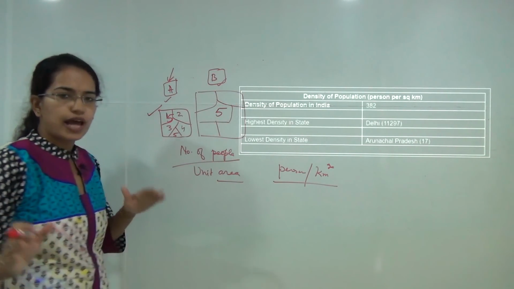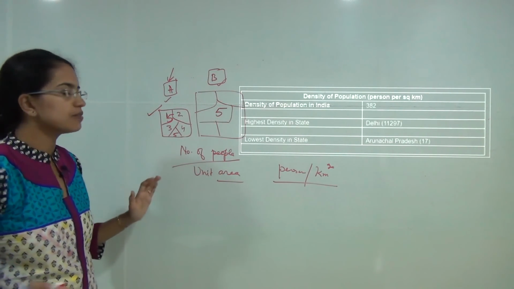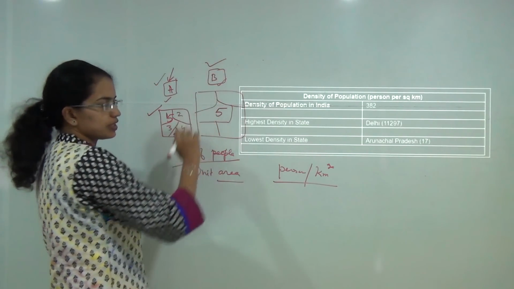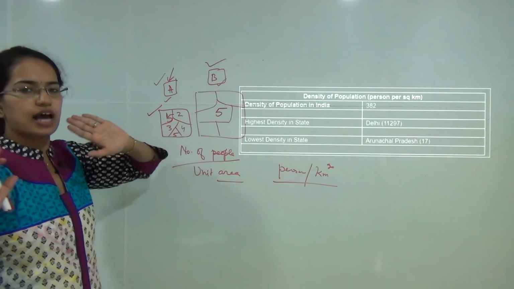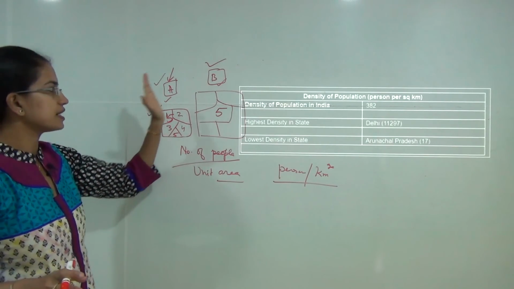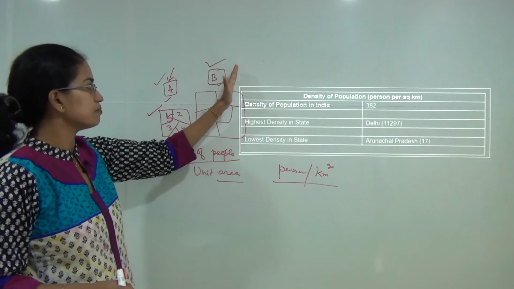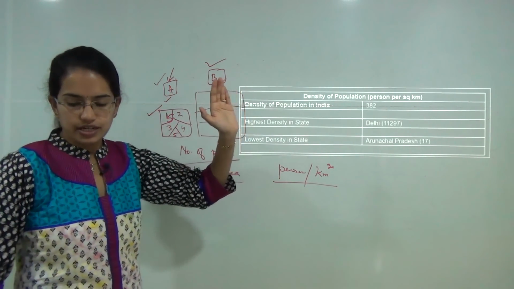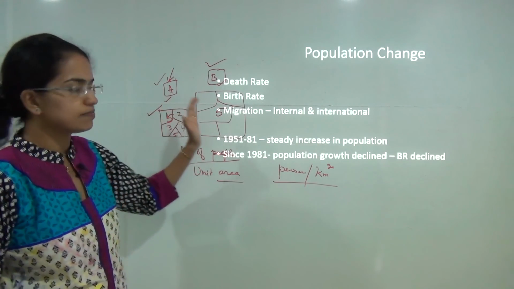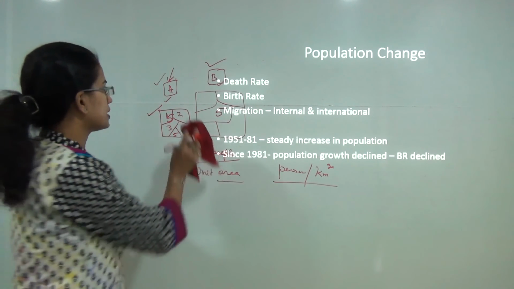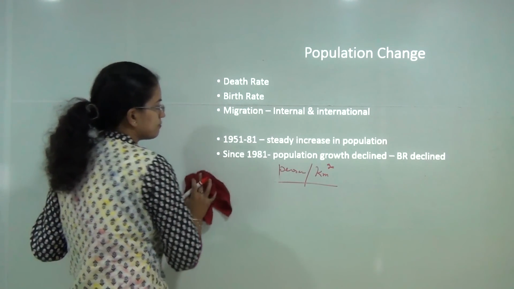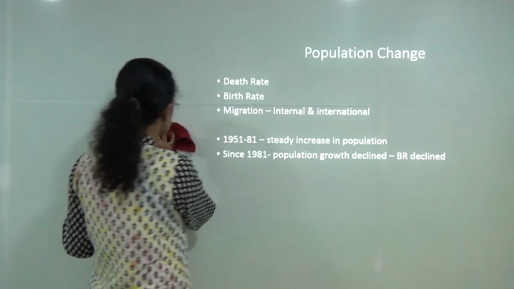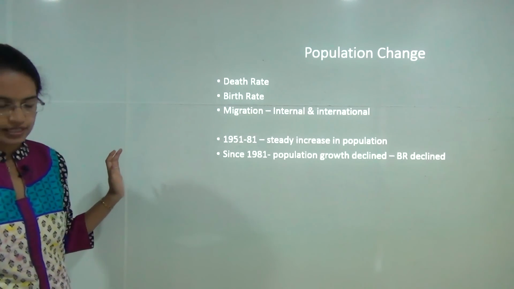However, if we talk about absolute population or the total population, it would remain the same for both the cases. Since here there are 5 people and again here there are 5 people, the absolute number of population would remain the same for both the regions, but the density would be different. A would be much denser than B. Now when we talk about population change, there are 3 primary things that we must understand. The first is the death rate, the next is the birth rate, and then the migration.